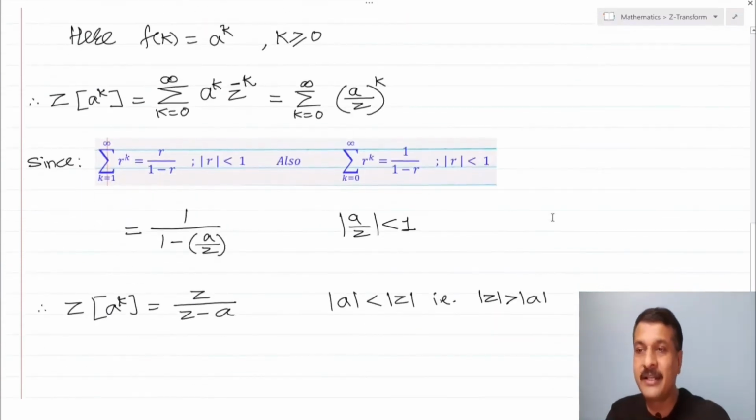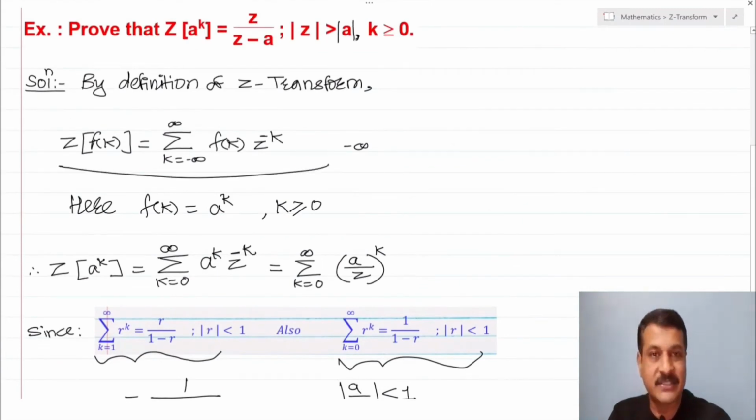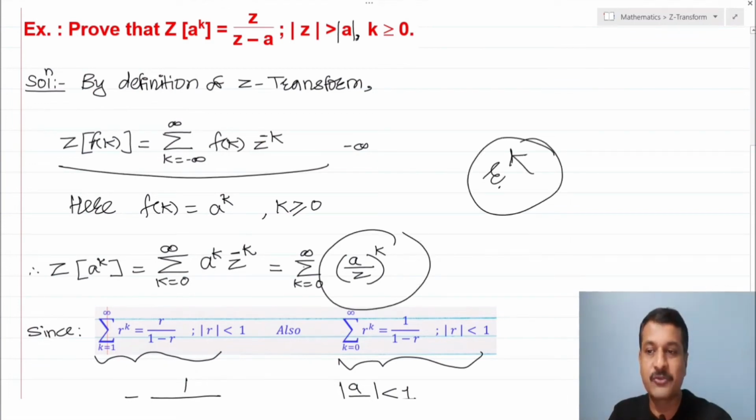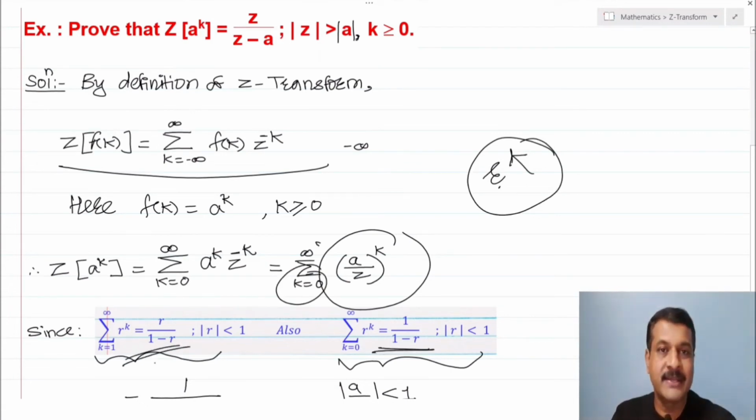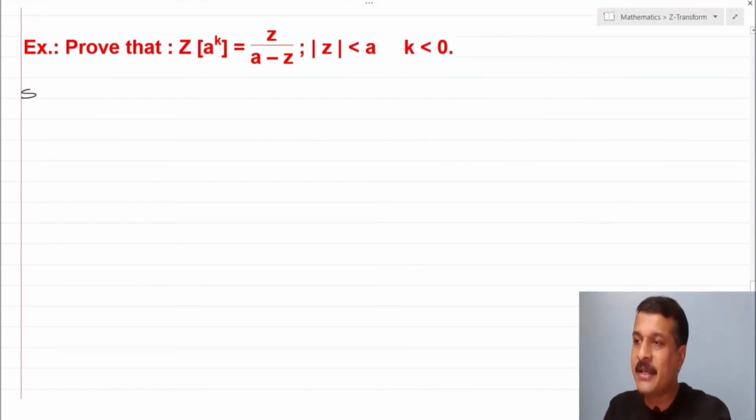You can observe that if we have this, then you can easily find the Z transform of any sequence. Whatever there is, you use the definition first, and second, you try to obtain r raised to k. Once we get r raised to k, you decide what k varies from, and then you use this or this formula. So very easily you can find the Z transform of any sequence. Consider the next example. Prove that the Z transform of a raised to k equals z upon a minus z, where mod of z is less than a and k is less than 0. Here also it is the mod of a. See, again the same method.